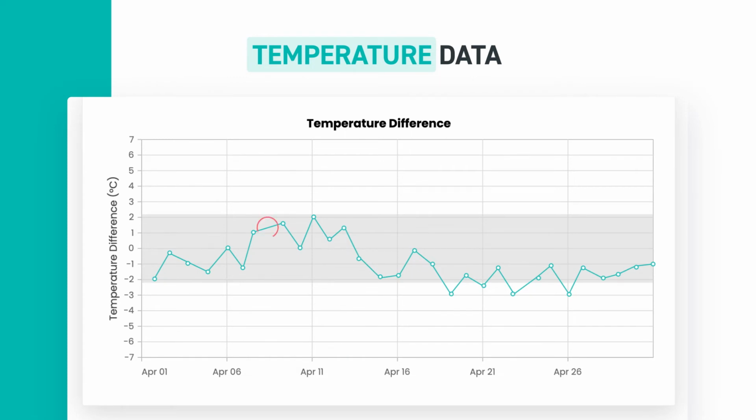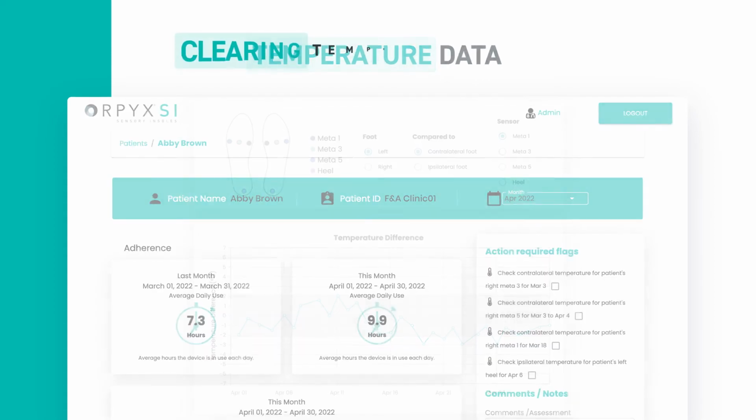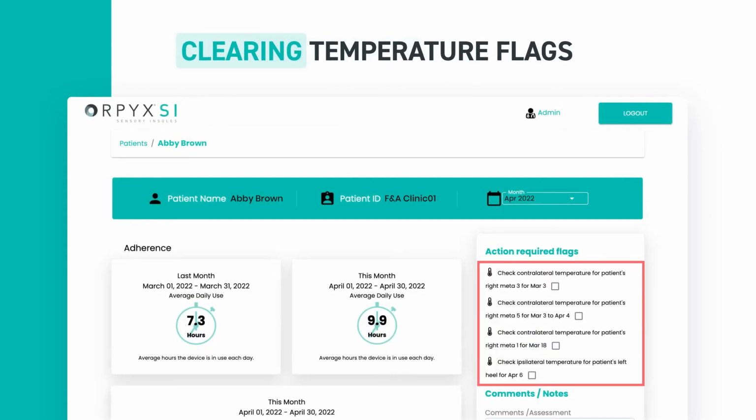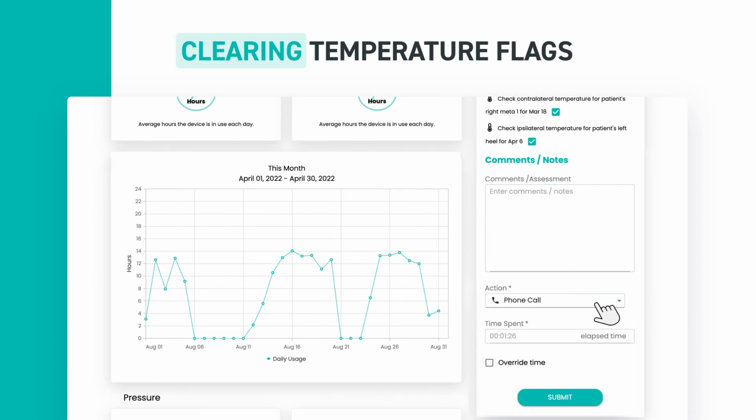If there is a zero data reading for a specific day, that means the user did not wear their insoles that day. Once you have addressed the temperature concern with the patient, the temperature flag can be cleared using the same steps as for adherence and pressure flags. Check the box, select the action taken, document notes as needed, and hit Submit.